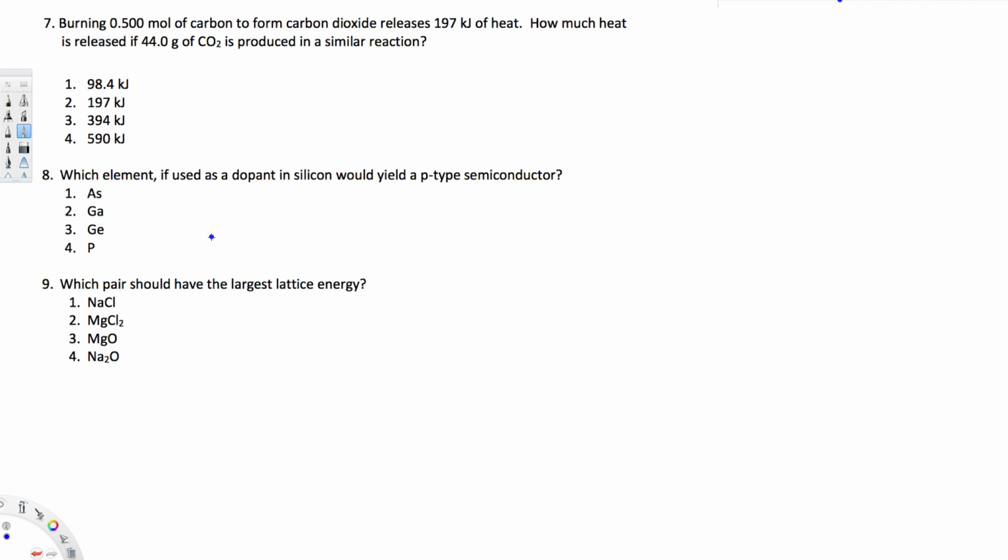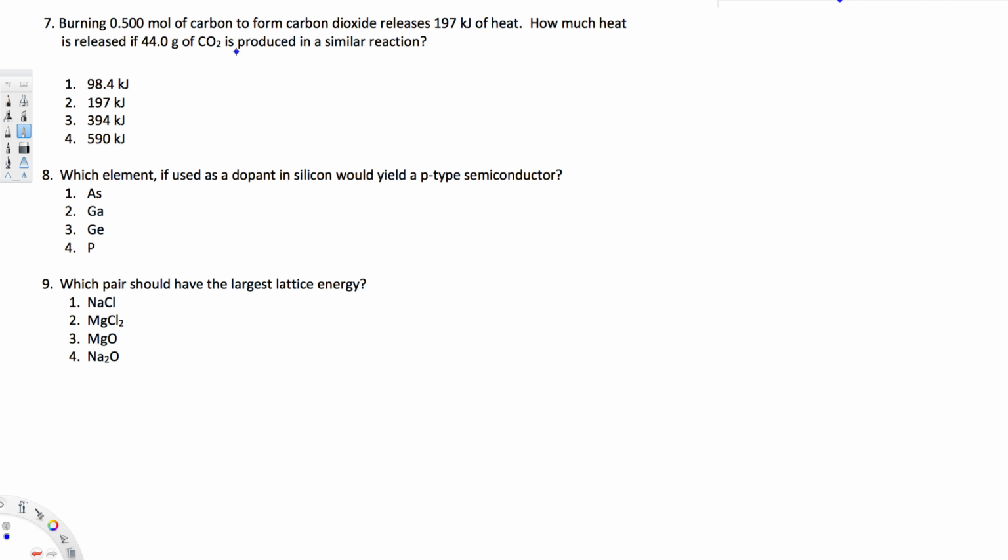The first question is asking, burning 0.5 moles of carbon to form carbon dioxide releases 197 kilojoules of heat. How much heat is released if 44 grams of carbon dioxide is produced in a similar reaction? Now, to figure this one out, we have to write the balanced equation.